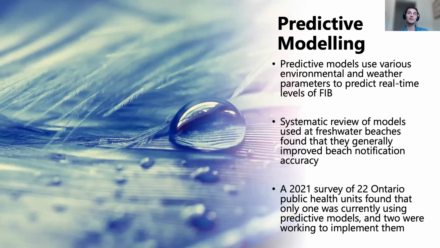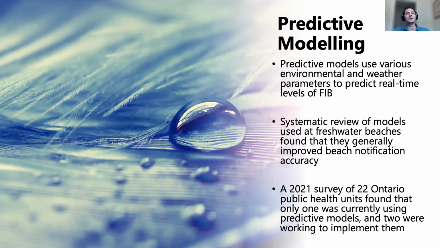So one approach we can use, and that is being used by different jurisdictions in Canada as well as the US and other countries, is what's called predictive modeling. And these use different beach conditions, weather, and environmental parameters to predict what the real-time E. coli levels are at a beach based on the current and previous day's rainfall amounts and other environmental conditions.